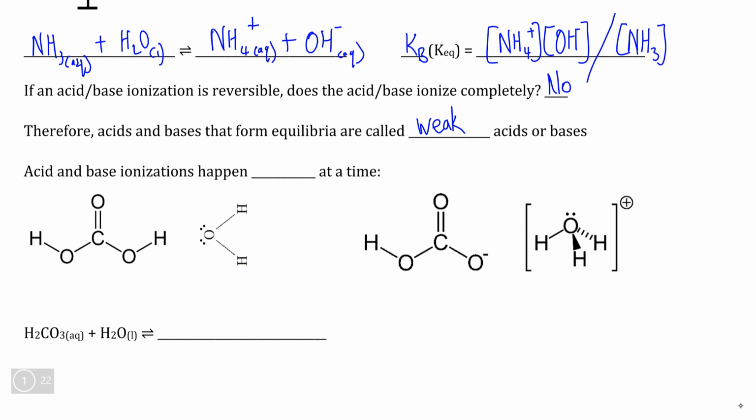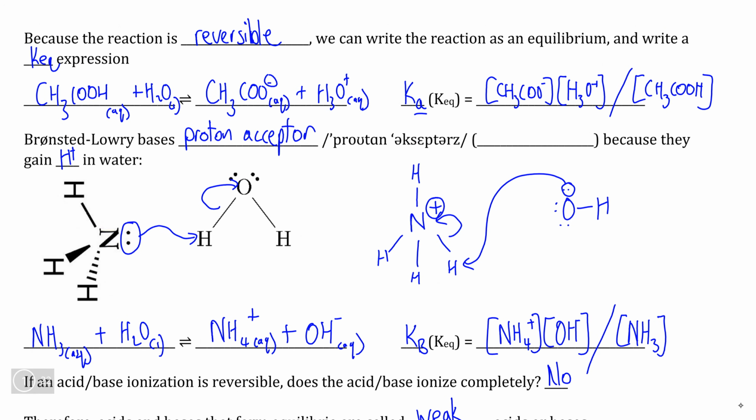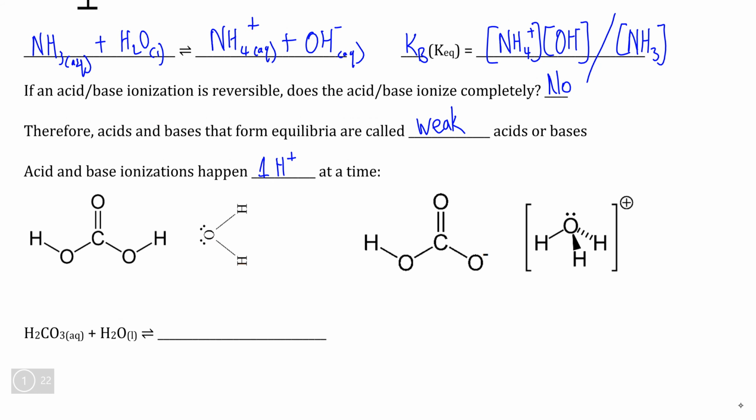Another thing to keep in mind with acid-base ionizations is that ionizations of weak acids happen one H plus at a time. So if we consider an acid that has more than one H plus, like carbonic acid, for example, each of its ionizations is considered as a separate reaction, and therefore each of them is going to have a different equilibrium reaction and a different Ka expression as a consequence. We can see these by actually drawing the mechanism.